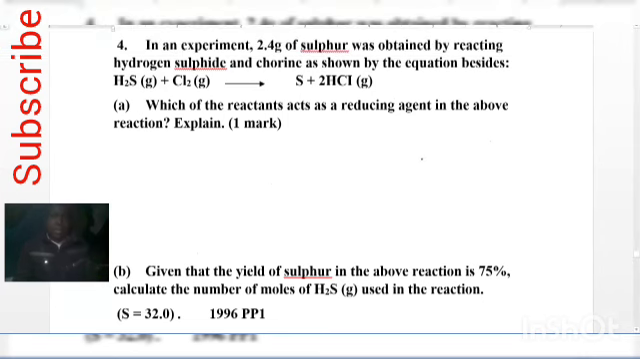In an experiment, 2.4 grams of sulfur was obtained by reacting hydrogen sulfide and chlorine as shown. Which of the reactants acts as a reducing agent in the above reaction? So to know that, you need to find the oxidation numbers of each species that is reacting. So let us rewrite this equation here so that we can calculate the oxidation number of each.